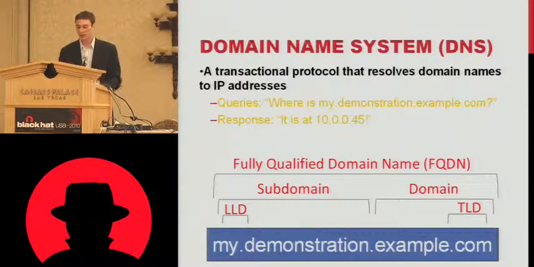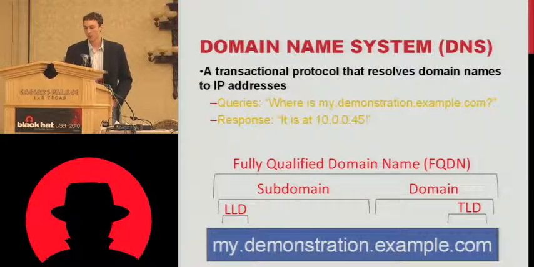Everything in between the dots in a domain name is called a label. And the combination of all the labels is known as the fully qualified domain name. To the furthest left, you have the LLD, or lowest level domain. Furthest to the right is the top level domain. Next to that, you have the domain. Everything to the left of that is the subdomain. So just be familiar with those terms, because I'm going to be using them quite a bit.